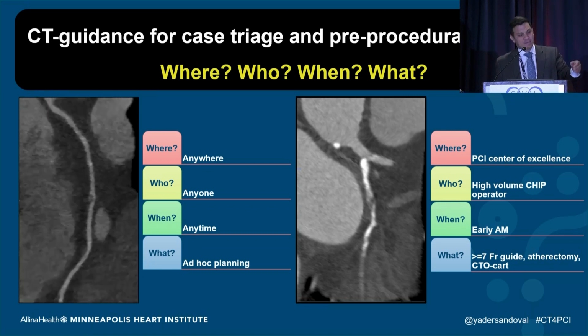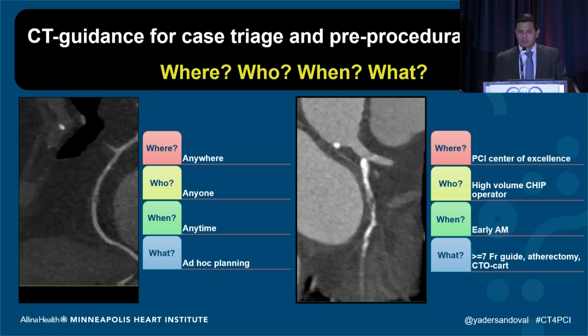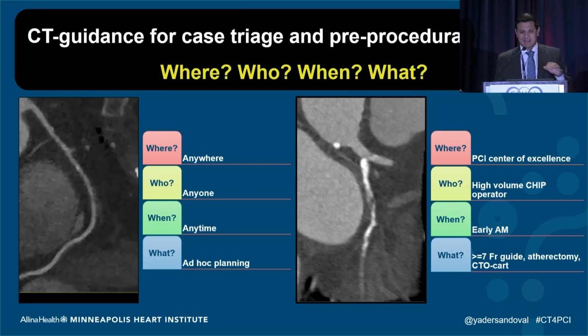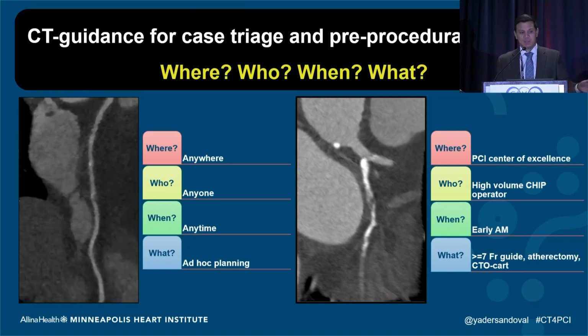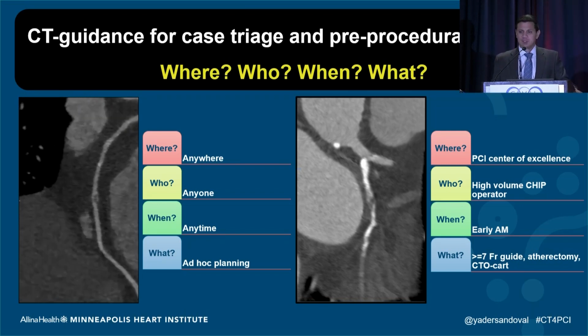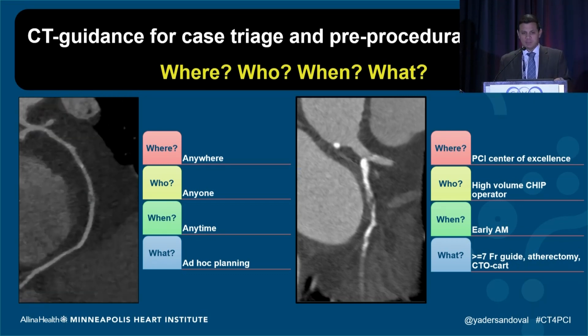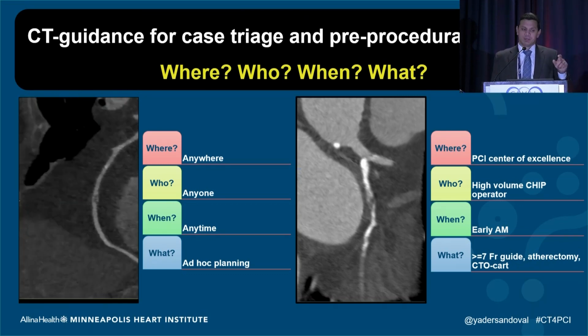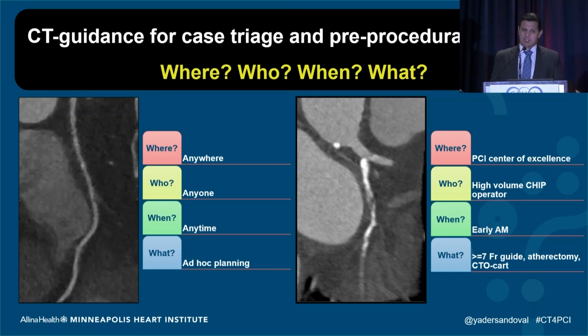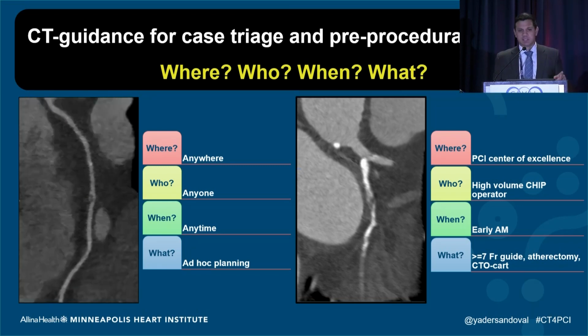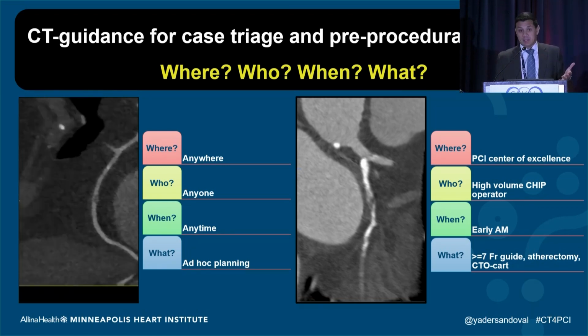So on the left, super straightforward, RCA lesion, focal, no calcium. This can be done by anyone, anywhere, at any time. On the right, horrible calcific lesion all the way to the ostium. You want to do this at the primary hospital with a CHIP operator, early in the morning, well caffeinated, with a 7 French guide, right? So you can see how CT can be very helpful to improve your day, to improve your workflow.